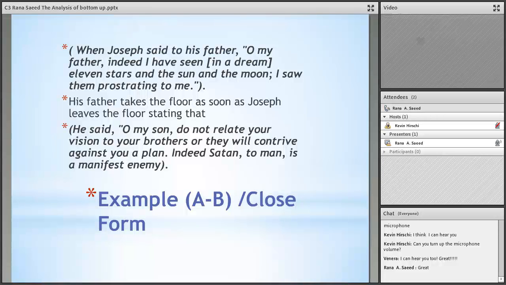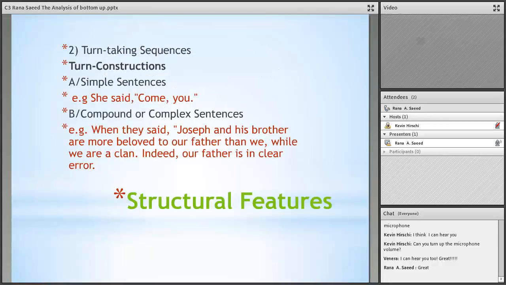Now B, his father takes up the floor and he forms the response to this initiation, when his father warned him not to tell his vision to his brothers. This is a simple form of A-B closed form in the data. Now, part of the structural feature is what we call the turn-taking sequences.